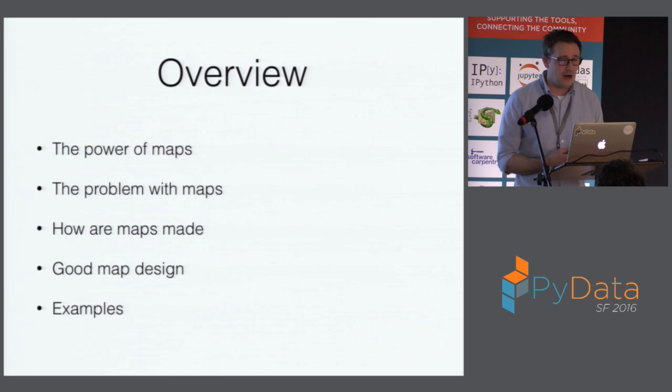Next, we'll go into how maps are made. Since we're talking about the problem, we want to see how the sausage is made, the underlying bits and pieces that actually come together to make this complex thing come about. Following that, we'll go into a few tips on how to create good maps.